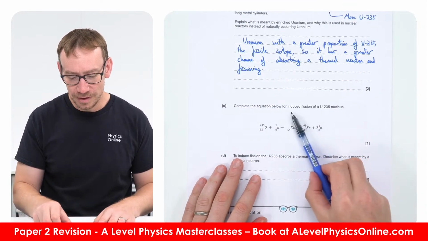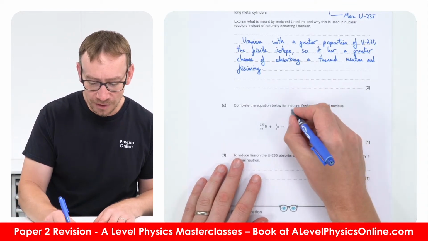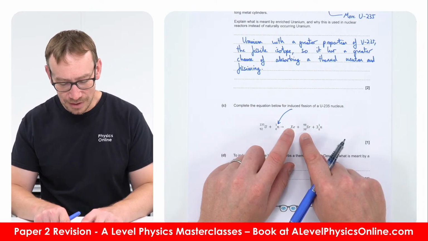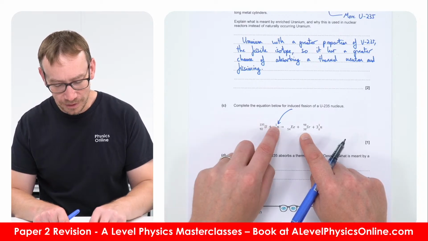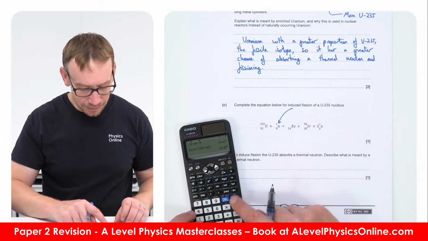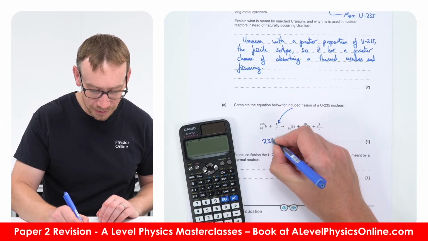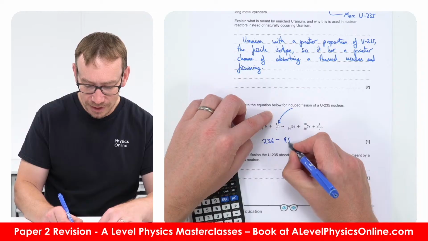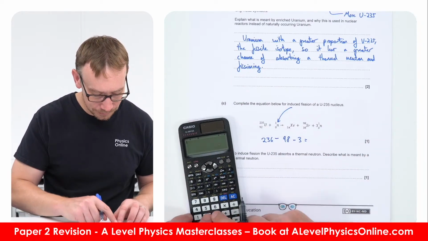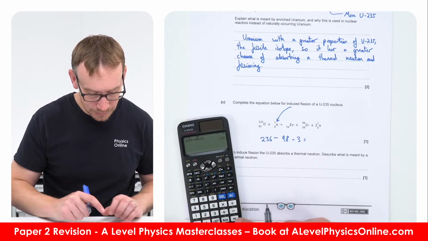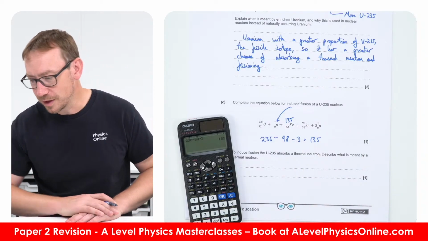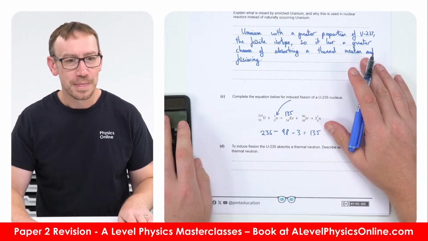Complete the equation below for the induced fission. So induced fission means that we've got this neutron coming into it. The numbers on the bottom, that and that, do equal that. The numbers on the top have to equal 236 on the left hand side. We're going to take away 98, and then we're going to take away, because there are 3 of these, 3, leaving 135. So it's 135.54 for xenon. That's right. Yeah, cool. Okay.